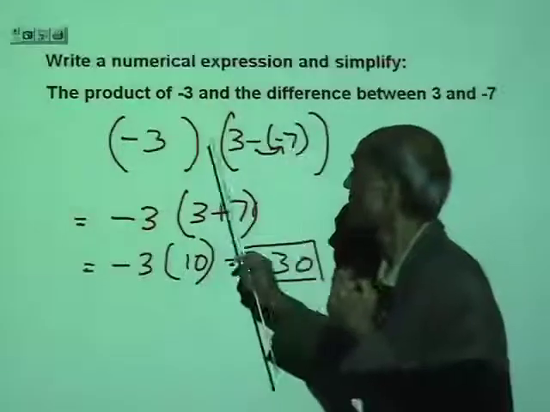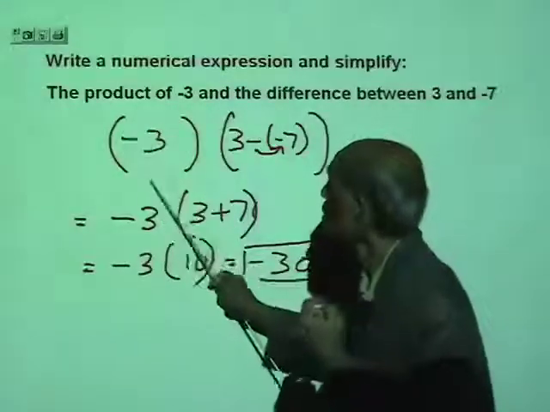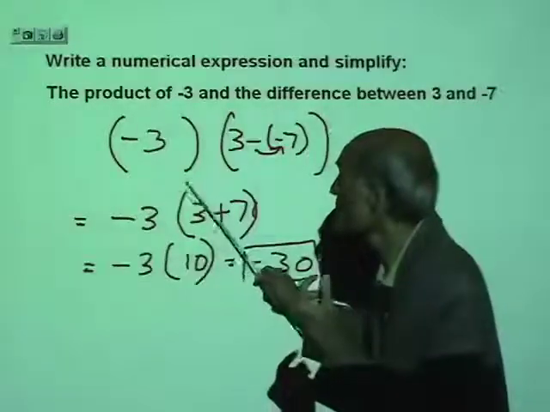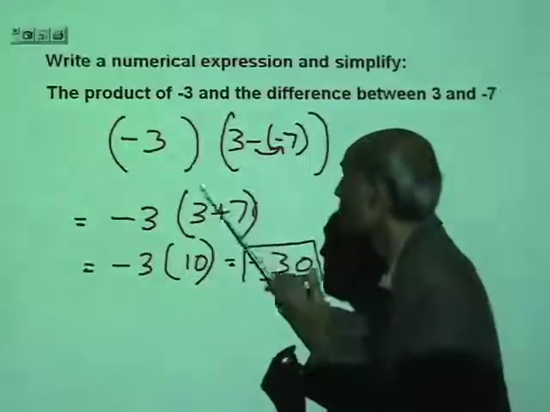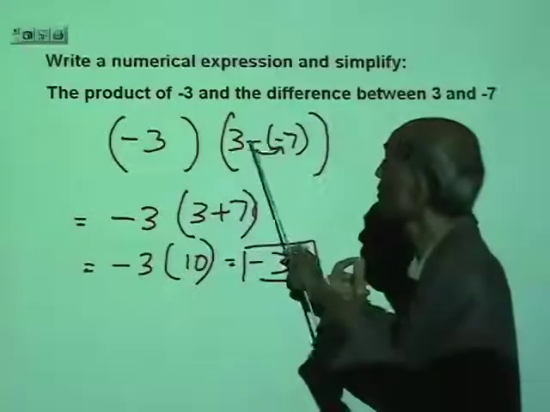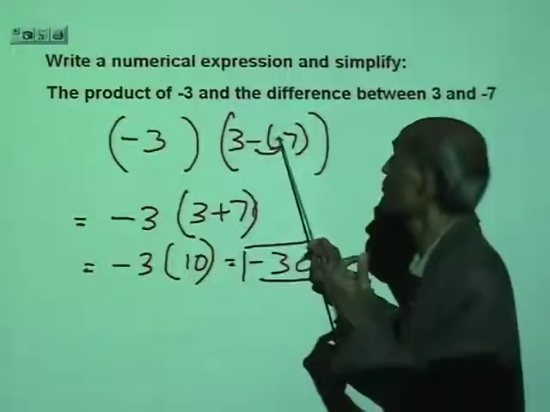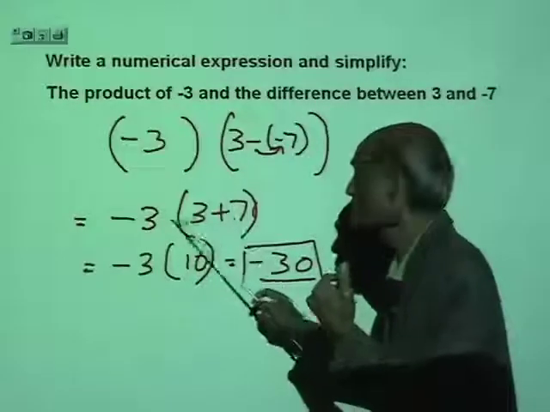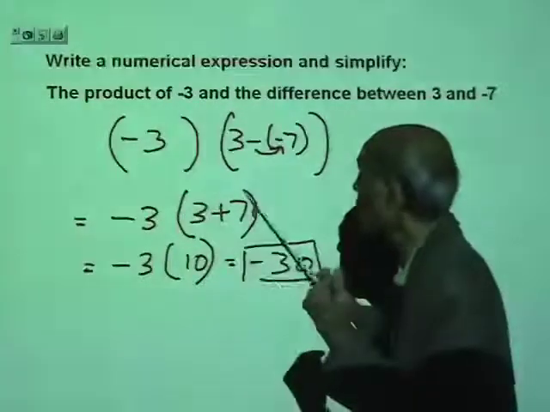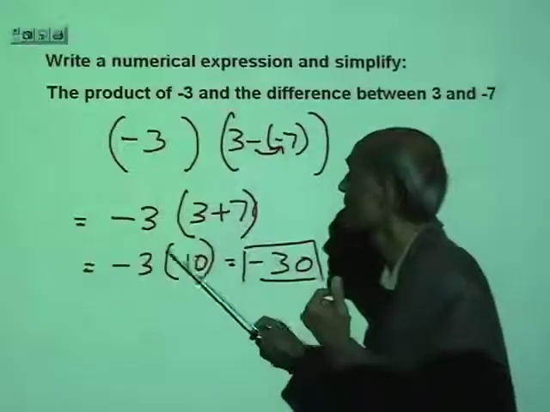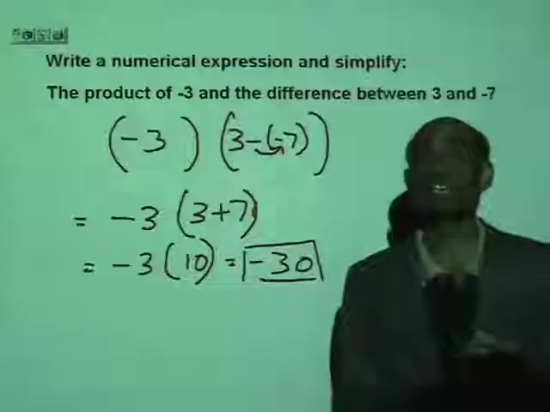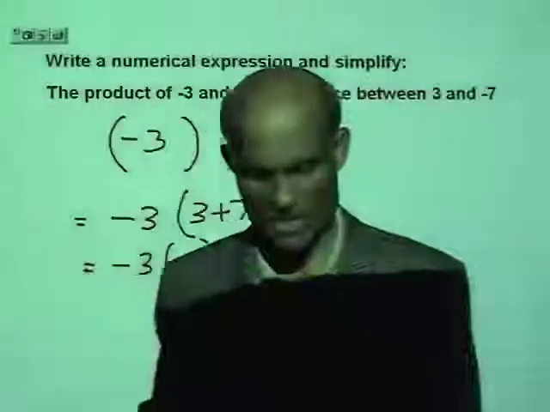Alright? And now, you don't need that parenthesis anymore. -3 multiplied by, you need that parenthesis. What is this quantity? 3 minus -7 is 3 plus 7. So, -3 times 3 plus 7 is -3 times 10, and that is -30.